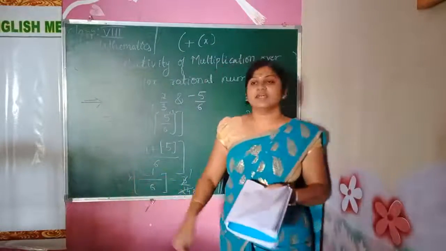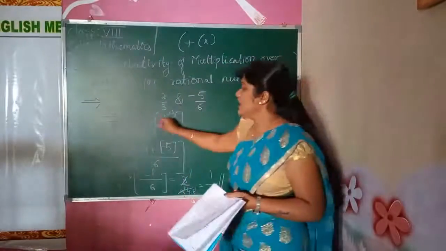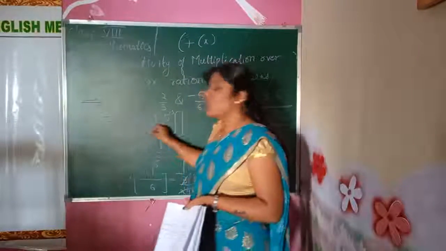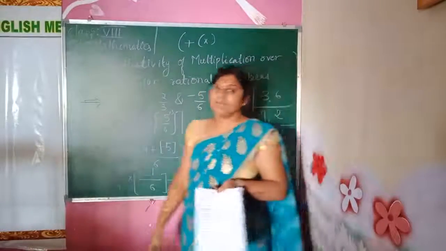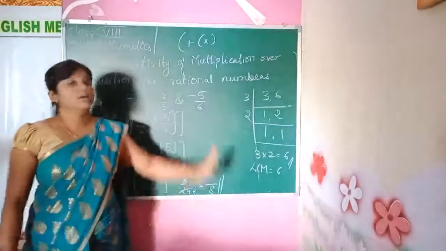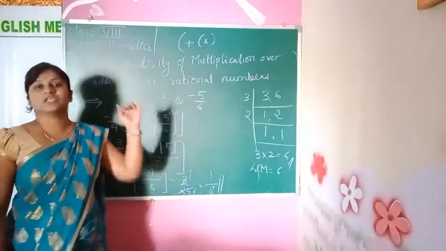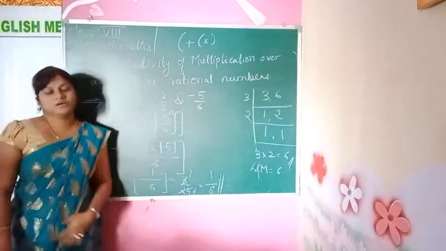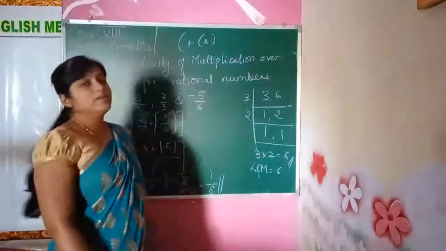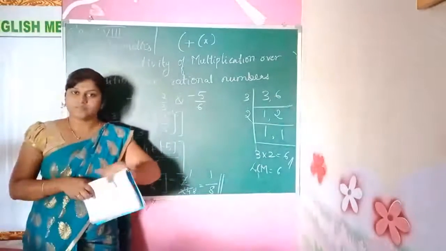How did we do it, children? Here we are using multiplication and here we are using addition. This is the distributive property of multiplication over addition. We are doing the same method, everything will be the same, but only we are taking rational numbers. Rational numbers means they will be in numerator and denominator form, and one more condition is that q will not be equal to 0.